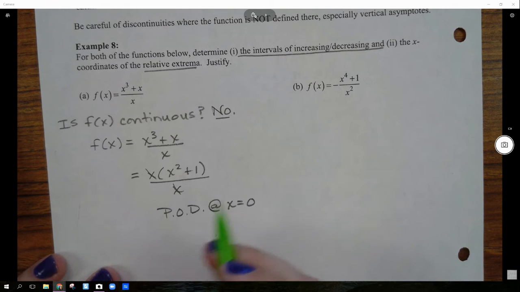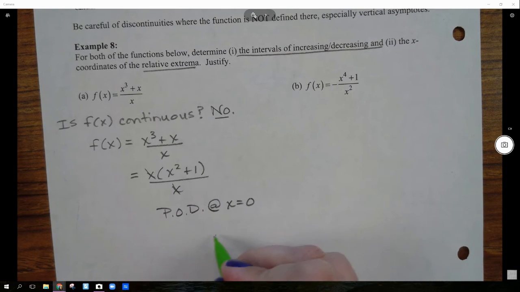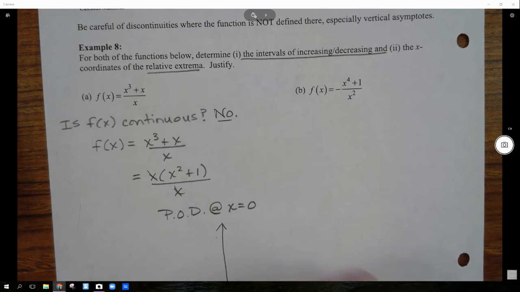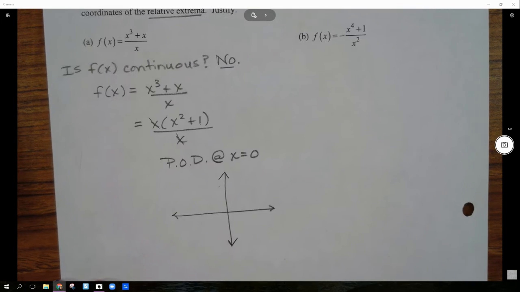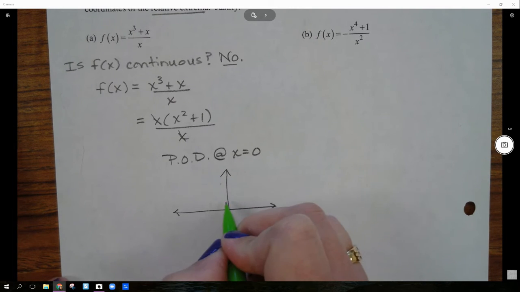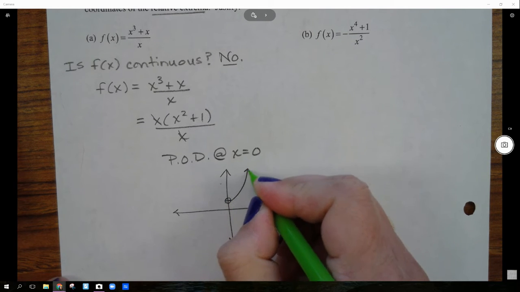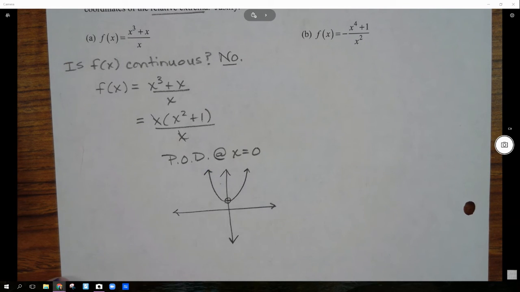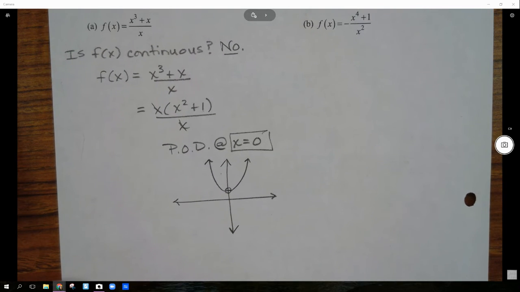If you cancel those x's out, it's going to look like a parabola, actually, with a vertex at (0, 1). And so the point of discontinuity is also at 0. So if this is (0, 1) right here, there'd be an open circle right here, and it would go up like this and go up like this. That's what that graph is going to look like, okay? So we are not going to have a continuous graph. So x equals 0 is going to be one of your critical values.